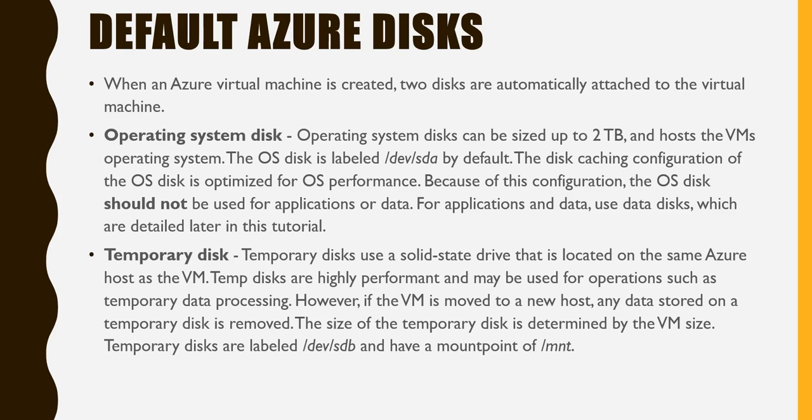Temporary disk. Temporary disk use a solid state drive that is located on the same Azure host as the VM. Temporary disks are highly performant and may be used for operations such as temporary data processing. However, if the VM is moved to a new host, any data stored on a temporary disk is removed. That's why it's not recommended to store any of your production data, any logs on the temporary disk that is attached by default to the Azure VM. Temporary disks are labeled as /dev/sdb and have a mount point of /mnt in Linux VM.